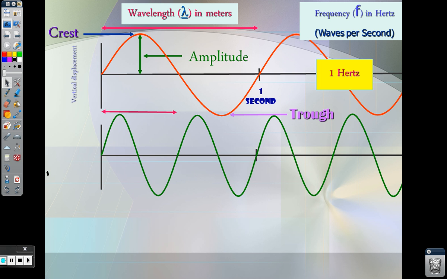Two? How do you know? Because there's line 2, line 2. So you have 2 crests up here, 2 troughs down here, that equals 4. 4 divided by 2 equals 2. 2 hertz.